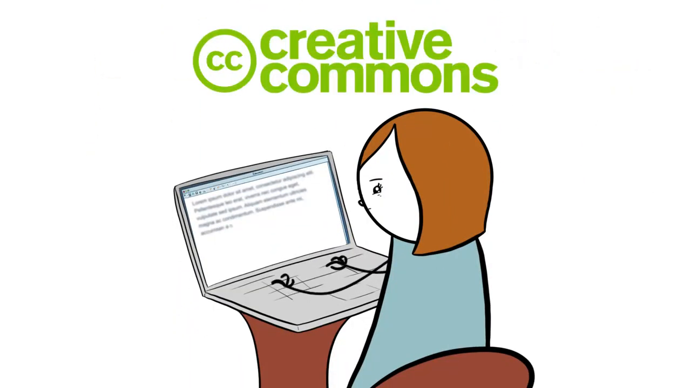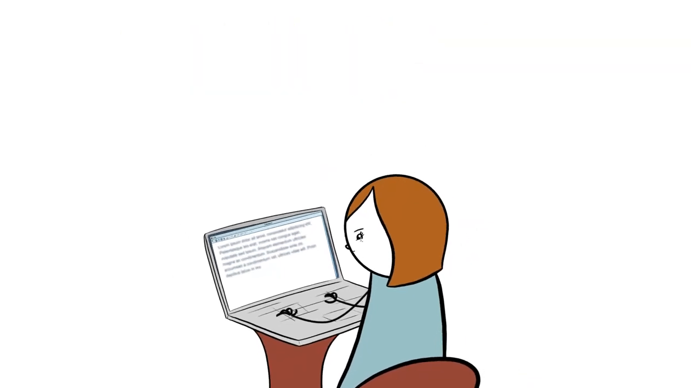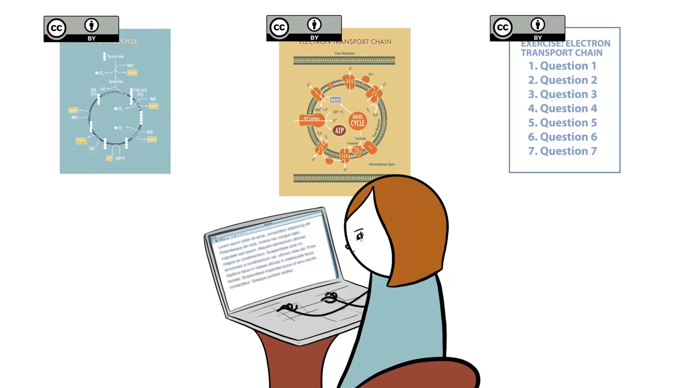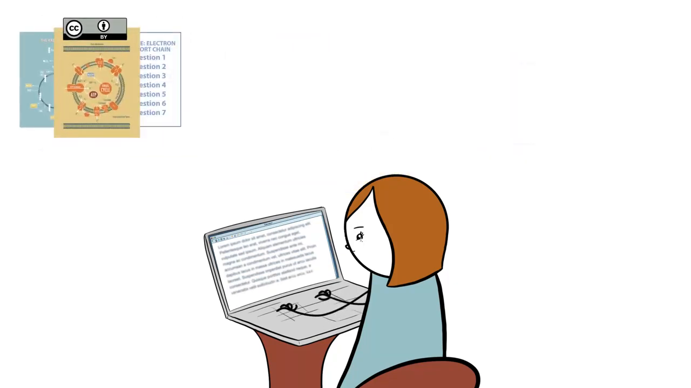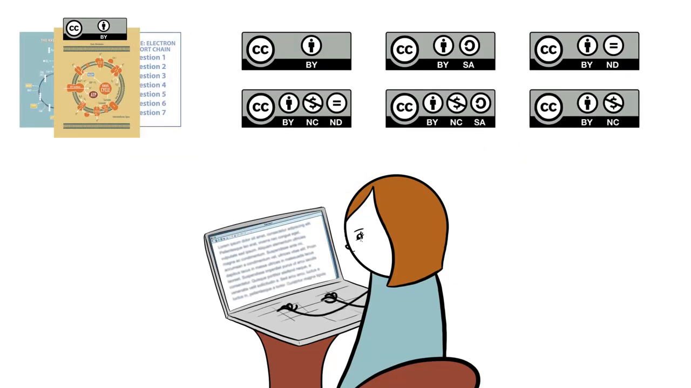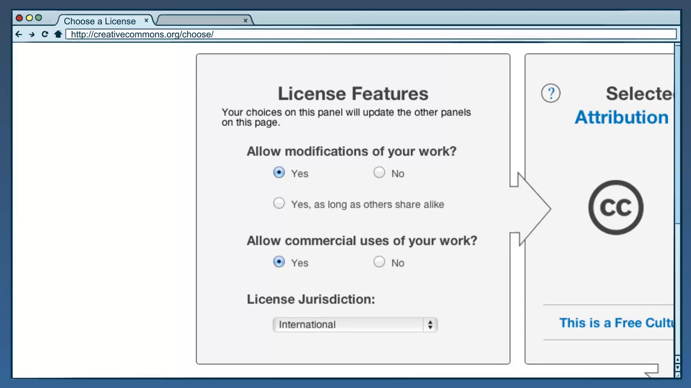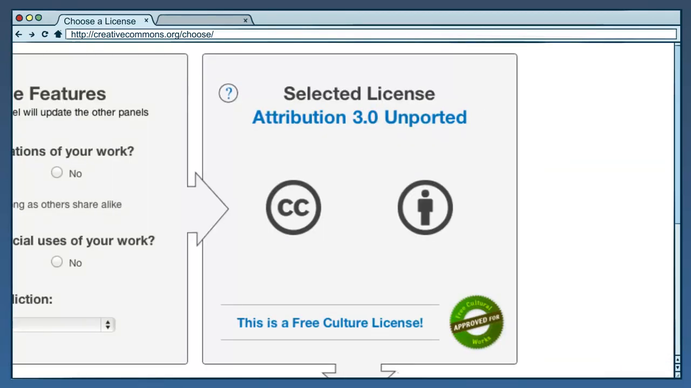Finally, she adds a Creative Commons license. Because the other content she is using has CC BY licenses, the least restrictive license available, she is free to choose the license she wants. She goes to the Creative Commons page to choose a license. She answers a few questions and her license is selected automatically.